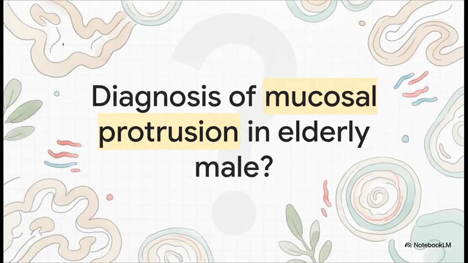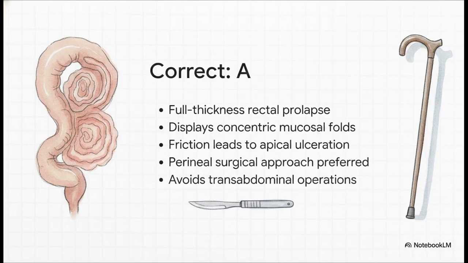Question 173. A 91-year-old male is brought to the clinic presenting with a prominent, concentric, full-thickness mucosal protrusion and an apical ulcer across its apex. What is the most likely diagnosis? A. Full-thickness rectal prolapse, B. Prolapsed internal hemorrhoids, C. Rectal polyp, D. Anal malignancy, or E. Perianal hematoma? Correct answer, A. Full-thickness rectal prolapse.